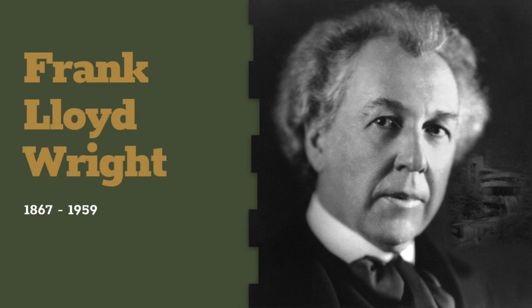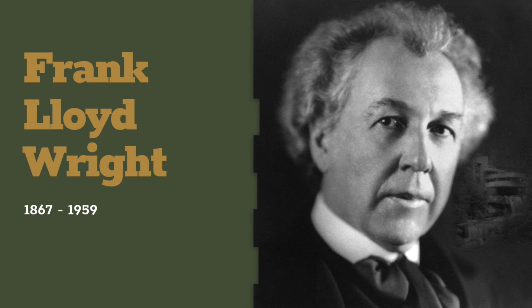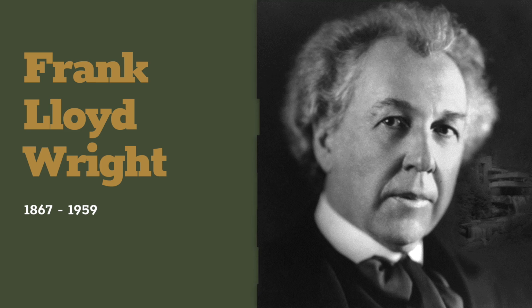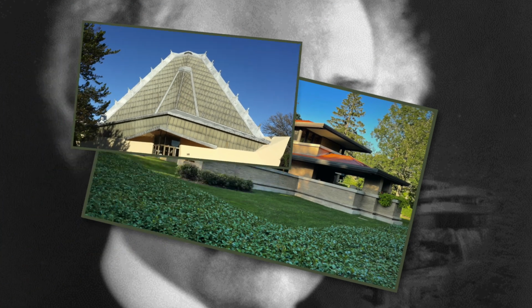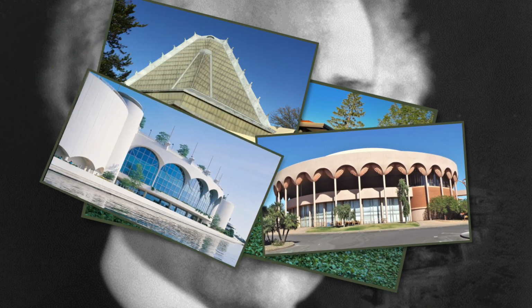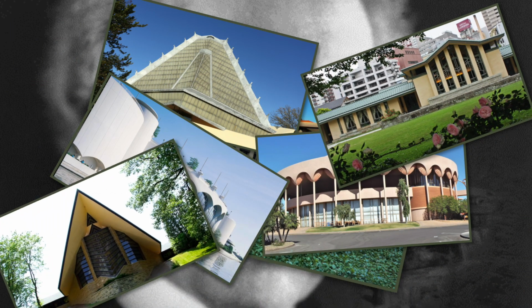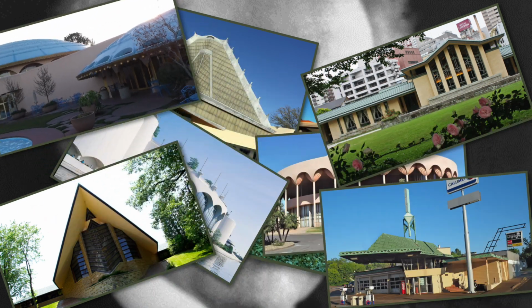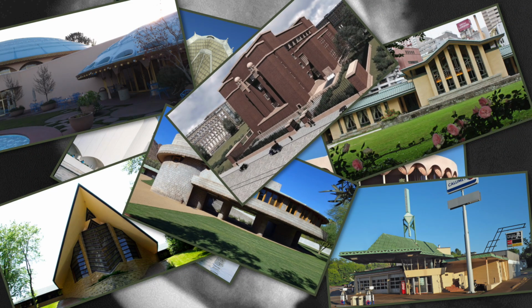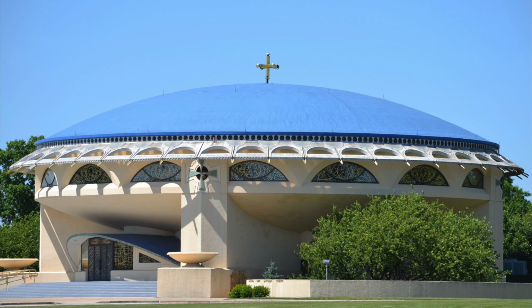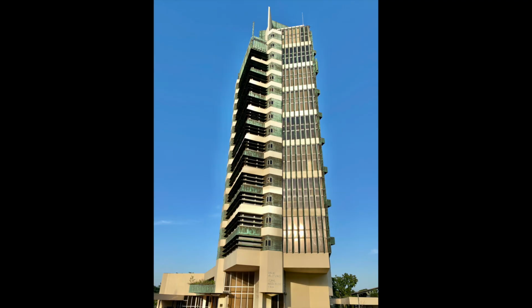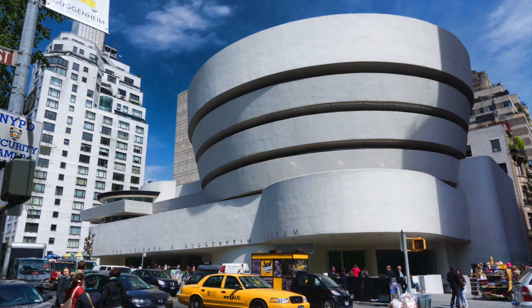Frank Lloyd Wright was an architect, an interior designer, a writer, and an educator. Over the period of 70 years, he designed more than 1,000 structures. 532 of them were completed. Wright's work includes many innovative examples of different building types, including churches, schools, skyscrapers, hotels, and museums.